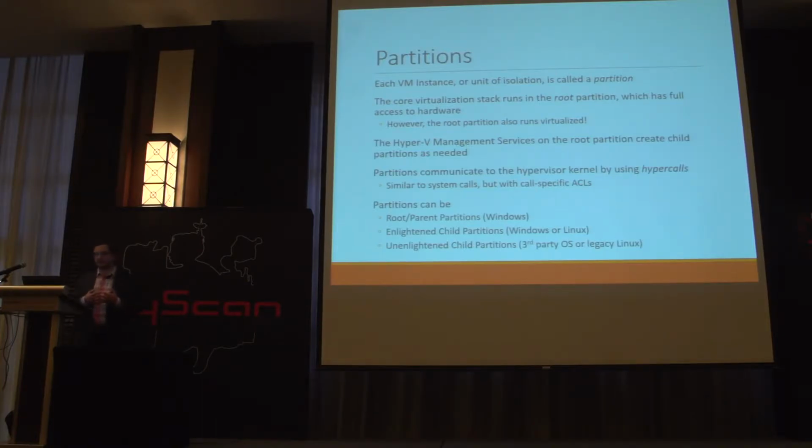Now, a partition can either be a root partition, which is always going to be Windows, or an enlightened child partition, or an unenlightened child partition. And an enlightened partition basically means that you're running the hypervisor aware kernel or the hypervisor aware stack inside a child partition, and it's going to be emulated a little bit faster. So Linux and Windows have hypervisor support, and when you install Linux or Windows on a Hyper-V machine, the VMs are going to run a little bit faster than they would have because there's lots of calls to the hypervisor that are done through the hypercall infrastructure to tell it, hey, I'm going to wait on a spin lock. Don't waste time spinning the CPU.